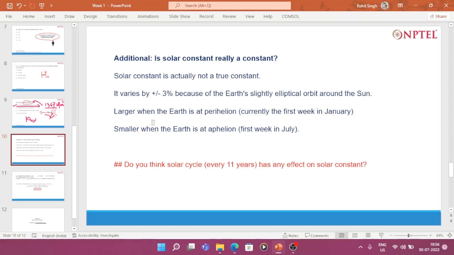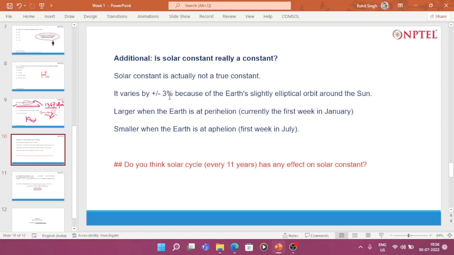So this value is larger when the Earth is at perihelion. Perihelion is in the first week of January, when the Earth is nearest to the Sun. And this is smaller when Earth is at aphelion, which occurs in the first week of July. On this day, the Earth is farthest from the Sun. So that's how it varies plus or minus 3%.